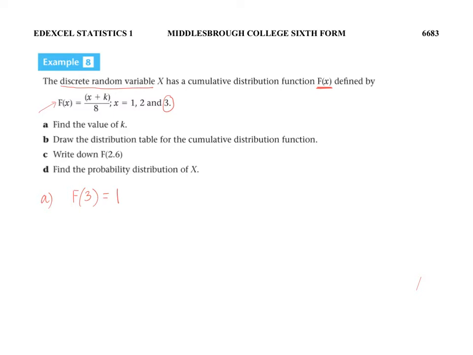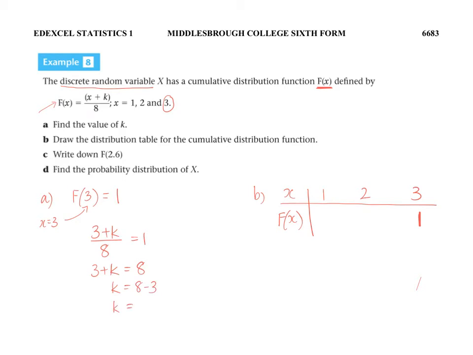So because when we're doing a table, and we're going to do a distribution table, what I'm saying here is that we have x and we have F of x, so it's 1, 2 and 3. I know straight away that I can put a 1 there. So the running total of all the probabilities is going to be 1 just at the very end. So if we put that in there, that means that value there is when x is equal to 3. So we get (3 plus k) over 8 is equal to 1. Cross multiply gives you 8, so k is equal to 8 minus 3, so k is equal to 5.